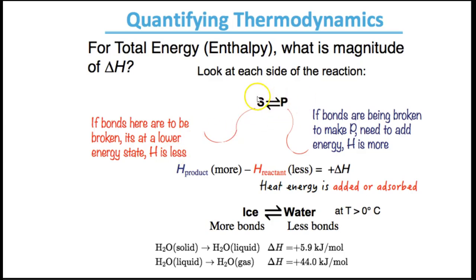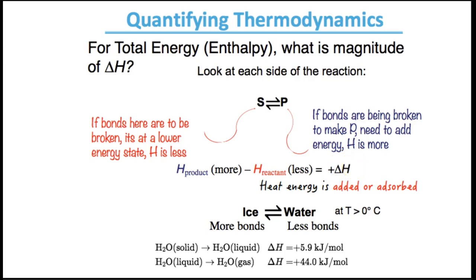And so if you're going from bonds that are about to be broken to bonds that are broken, that means overall that energy is being added, and so therefore you have a positive value of enthalpy. And so in order to have a positive enthalpy, you have your product, which has a higher enthalpy, minus your reactant, which has less enthalpy, to have an overall added energy to whatever sort of reaction is happening.